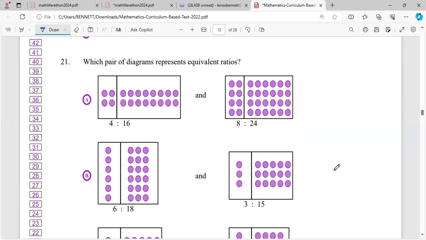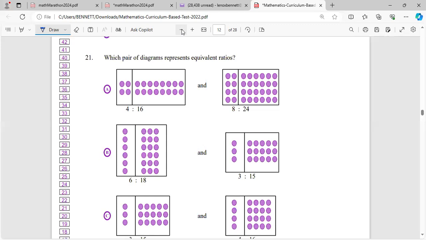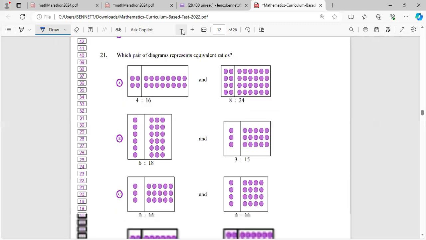Which pair of diagrams represent an equivalent ratio? Now look at it. Oh, hold on guys, I have to make you see everything. Sir, can Abby do it? Yeah man.